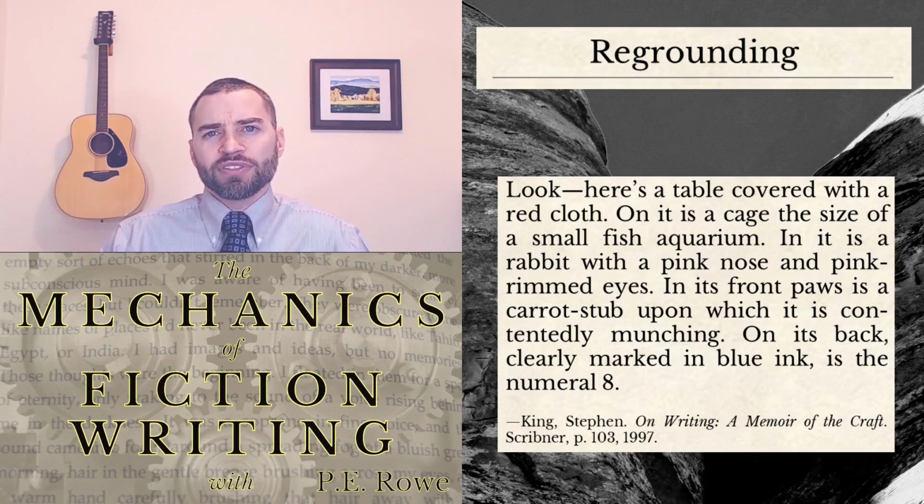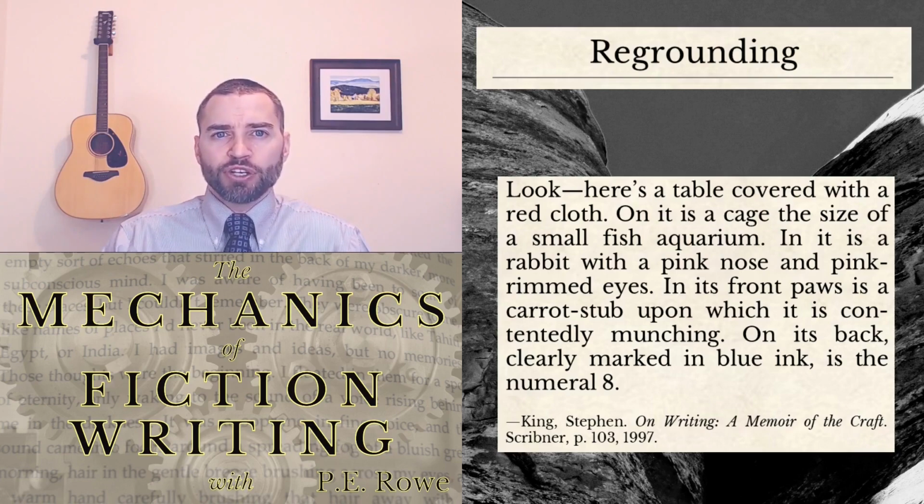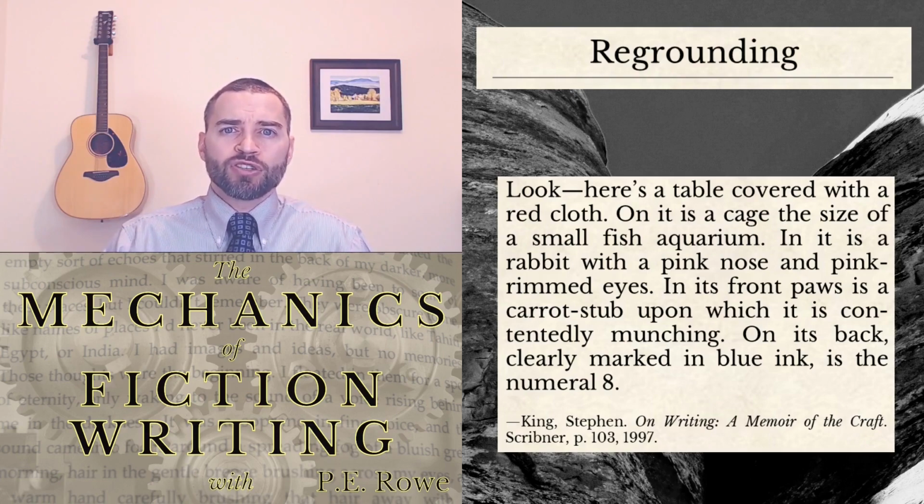I'd have to ask Stephen to see if he's consciously aware of it. But if you look at each sentence, it follows the pattern. Ground, figure, ground, figure, ground, figure. He offers a table, covered by a cloth. Then he places the cage on the table, then puts a rabbit in the cage, then puts pink eyes and a pink nose on that rabbit. And note in the final sentence, Stephen calls attention to the rabbit's back as a ground, then directs you to place the figure, the blue 8, on the ground he's already offered.